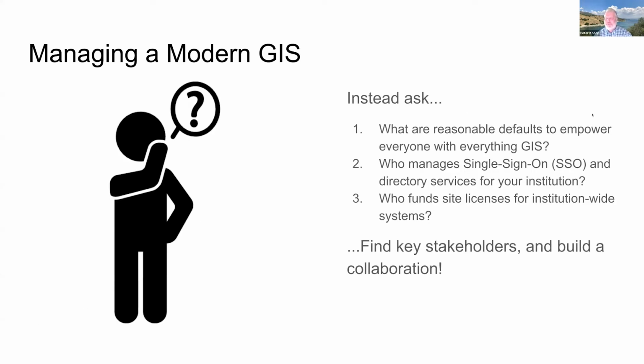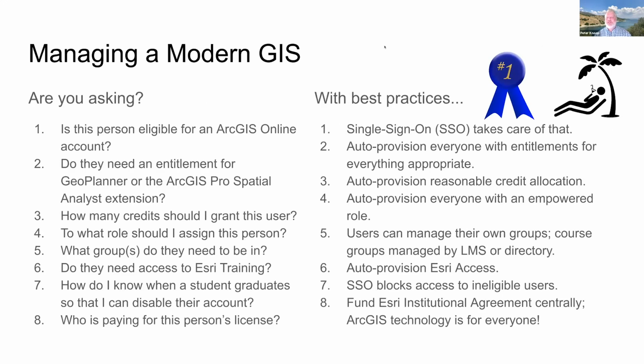What are reasonable defaults to empower everyone with everything GIS, give them access to everything? Who manages your single sign-on system and directory services for your institution? And who funds site licenses for institution-wide systems? So find the key stakeholders in the areas and build a collaboration with them. And what you'll find is that instead you can answer these questions with the best practices.